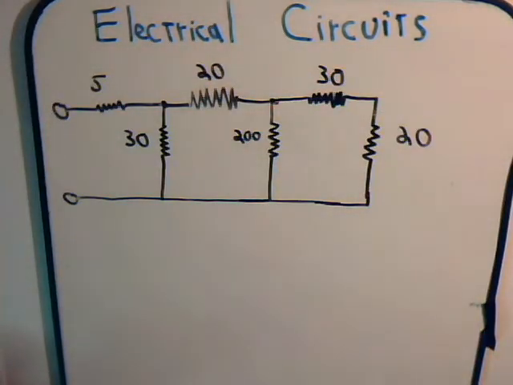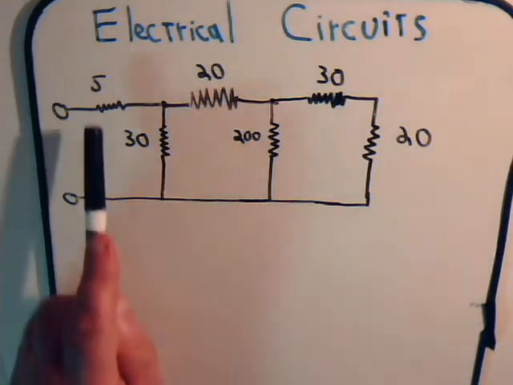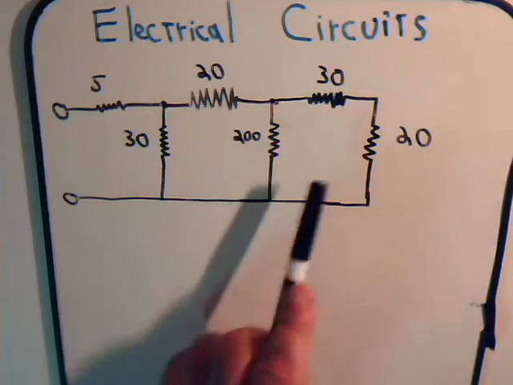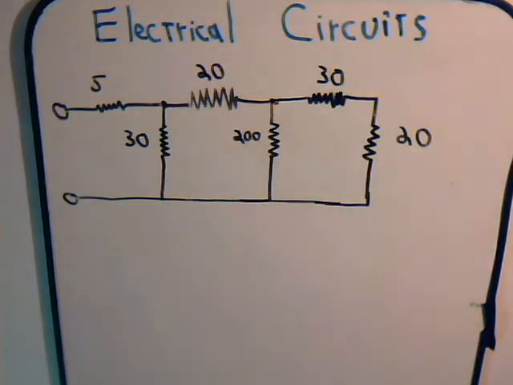Here we're presenting our series on electrical circuit analysis, and for this video we're going to determine the equivalent resistance of this circuit right here. These are all just straight ohm values. There's no mega ohms or milli ohms or micro ohms. It's just simply 5 ohms, 30 ohms, 20 ohms, 200, 30 ohms, 20 ohms, and we want to find the equivalent resistance of this circuit.